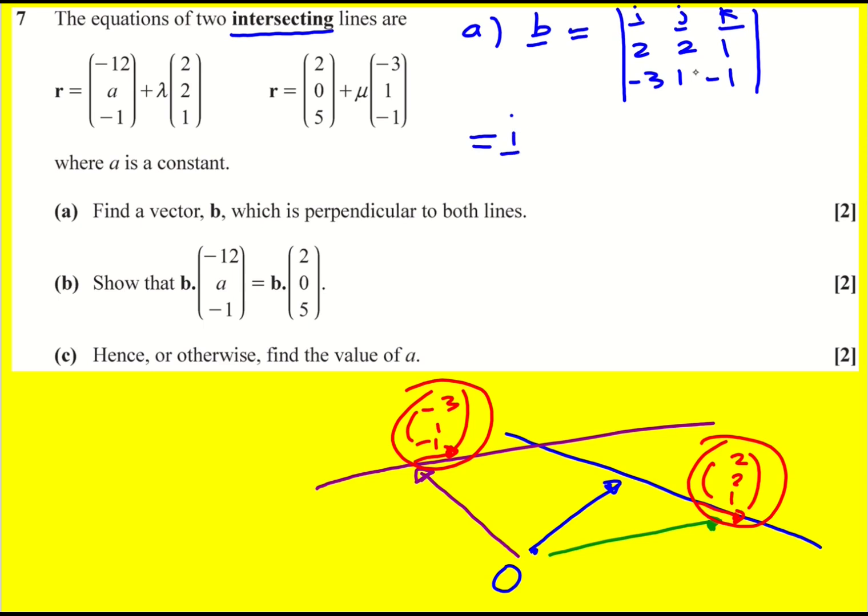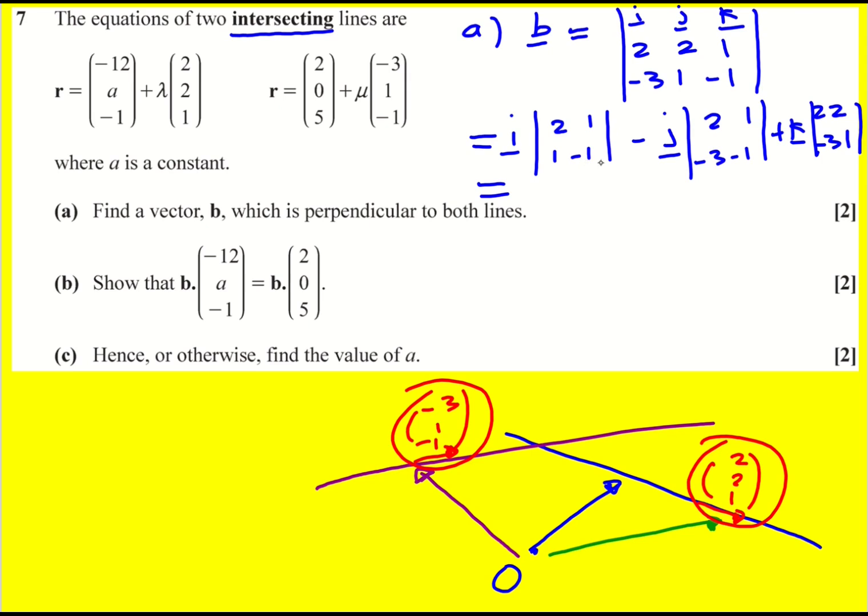Can expand that determinant along the first row, so I get i times 2, 1, 1 minus 1, and I get minus j, because it's second row, first column, becomes a minus 1 to the power of 3, and then I get 2, 1, minus 3, minus 1, then plus k, 2, 2, minus 3, let me do that again, minus 3, 1. Okay, let's deal with these determinants.